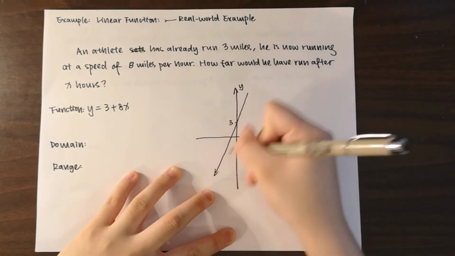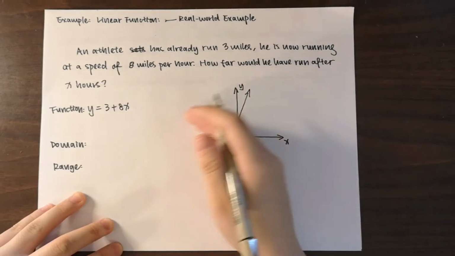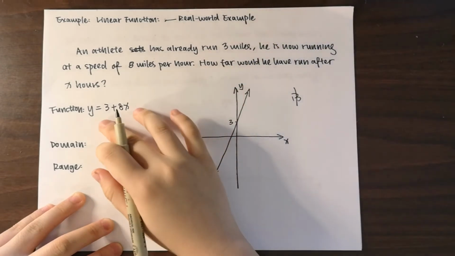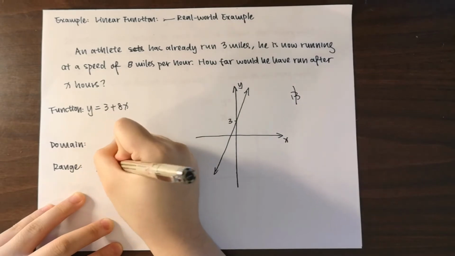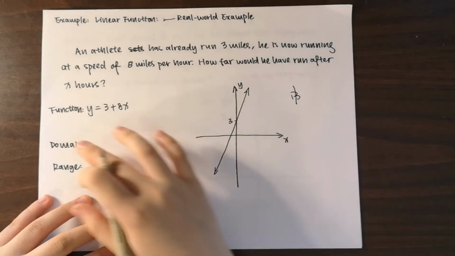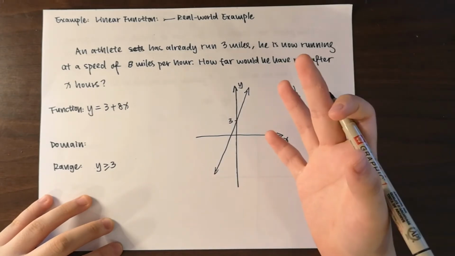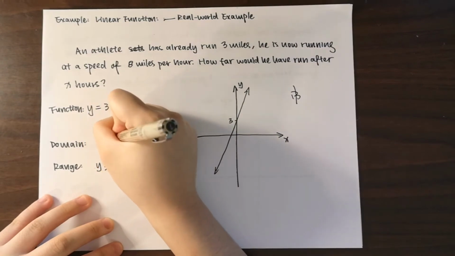And we sketch the graph looking at something like this. So we can see that even though the domain seems like it's all real numbers, however, we know that he already ran 3 miles, so y has to be greater than or equal to 3. And for the domain, we can't run for a negative amount of hours. We have to run for at least 0 hours, right? So x has to be greater than or equal to 0.